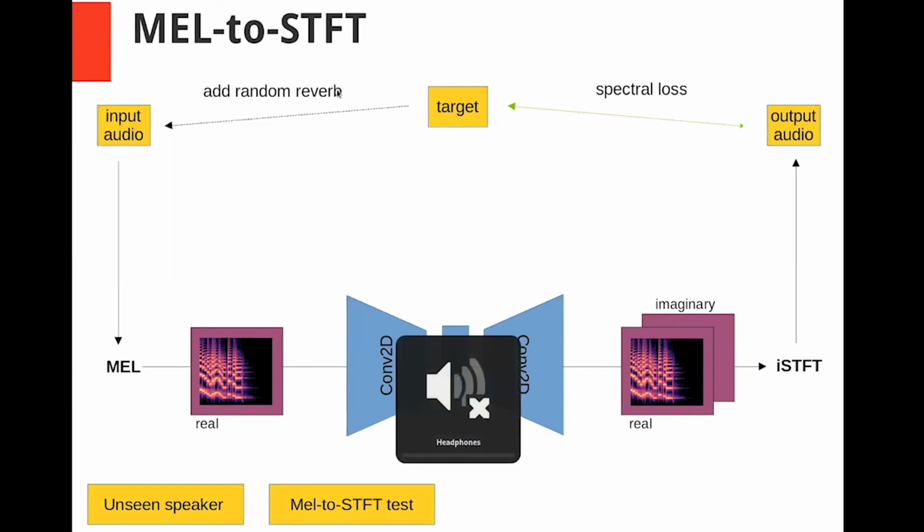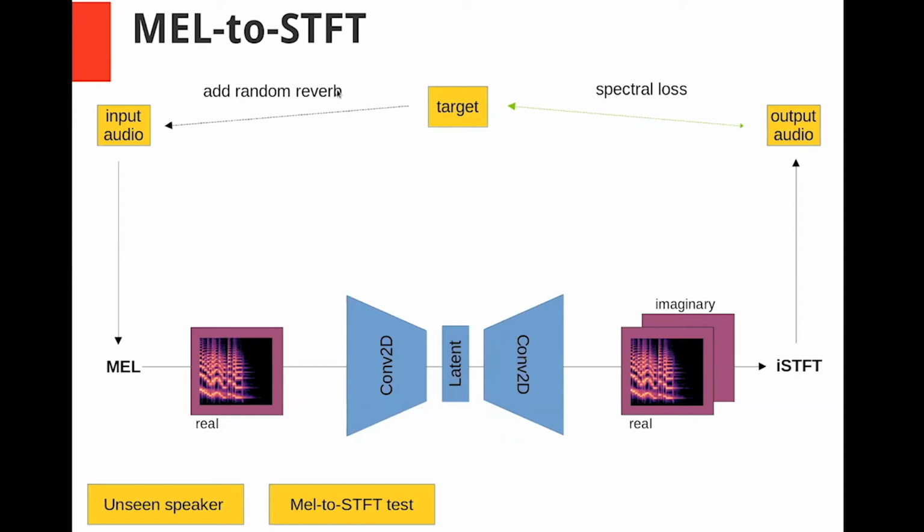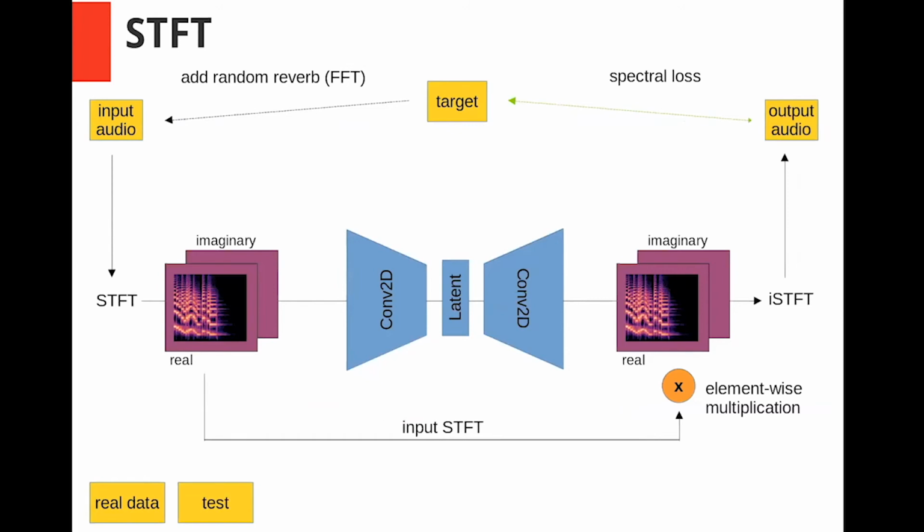So not very good, of course, but we knew that it's going to work like that, because not a lot of people would try this. So our last idea was to use only STFT spectrograms. So the STFT spectrogram is going as an input and output from the network. However, this time we also take residual connections. So the input STFT will be element-wise multiplied with the output of the network.